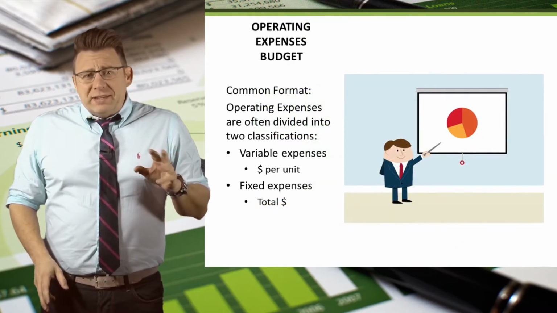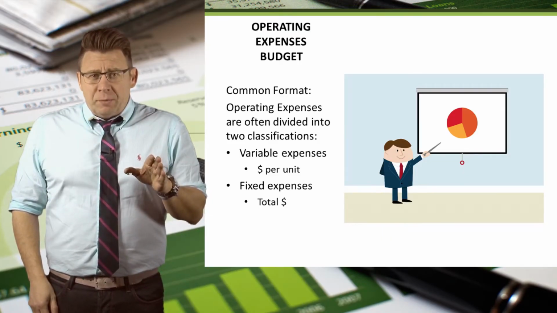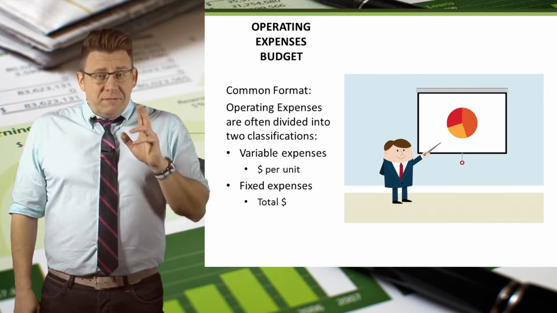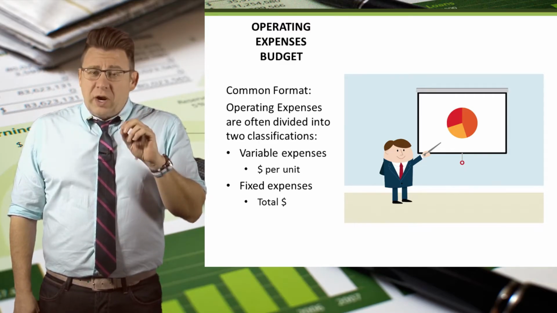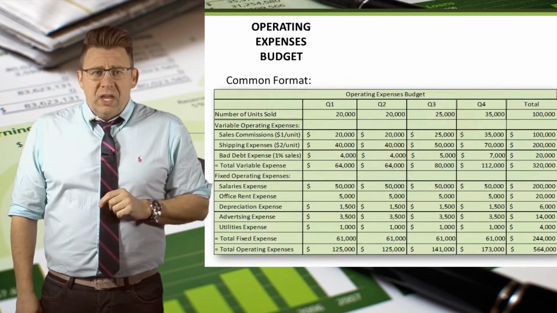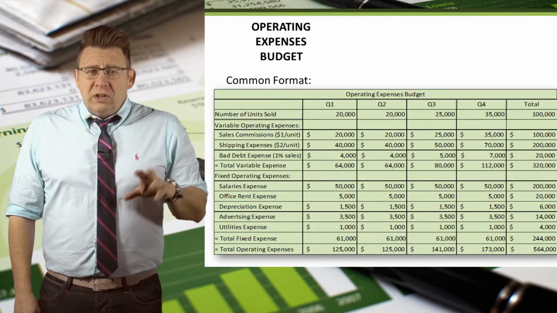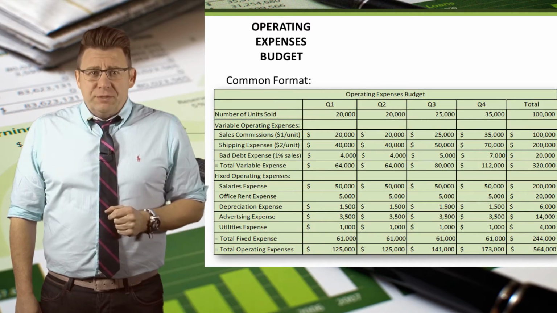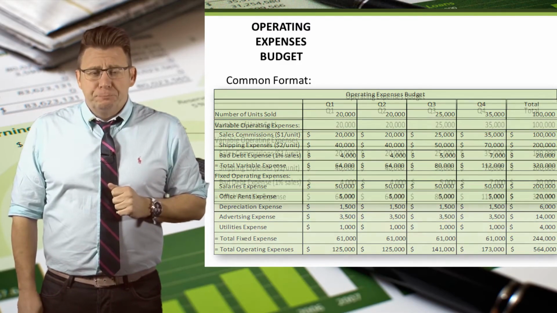A common format is to divide operating expenses into two classifications: variable operating expenses and fixed operating expenses. Recall that variable costs are shown as per unit costs, where fixed costs are shown in total dollars. So here we have an example of an operating budget. Although it looks like a lot of items, most businesses would actually have many more items. Let's look at the variable and fixed separately so you can see the details a little better.